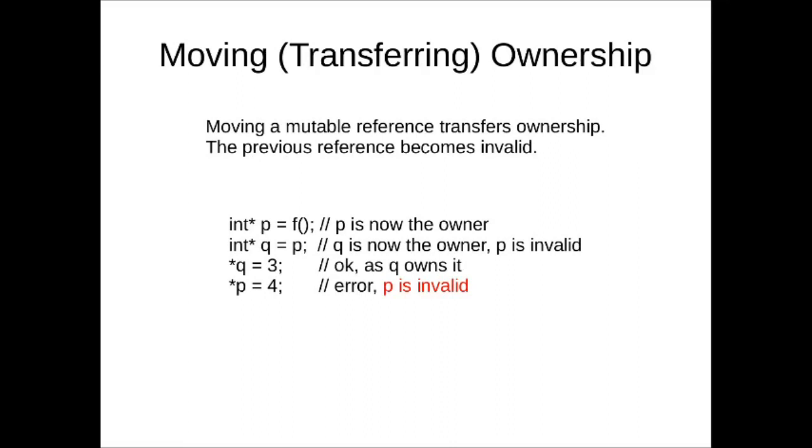The next line assigns through q, which is fine because q is the owner. The next line assigns through p, but is rejected because the value of p is invalid. It was made invalid because its ownership was moved to q. I'll wait for a second to let that sink in. This is an extremely important point.